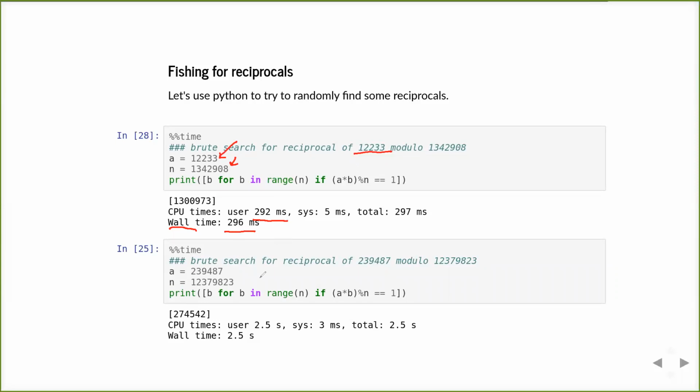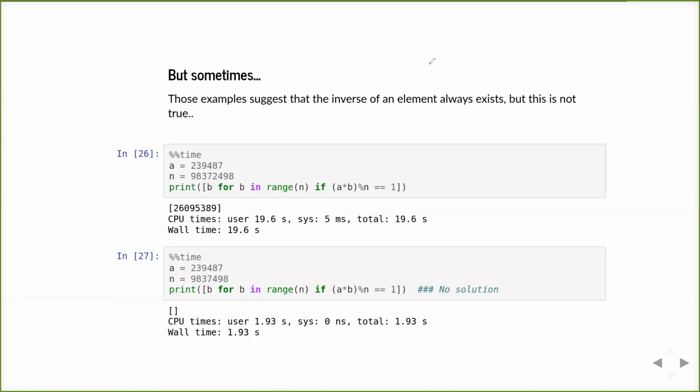That's unacceptably long. Then if I increase the modulus by an order of magnitude, so this modulus is about 1,000,000, and I increase it by a factor of 10, so now it's about 10 million, then it goes up to 2.5 seconds. So that's very, very slow.